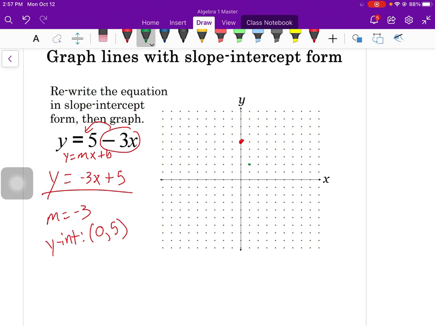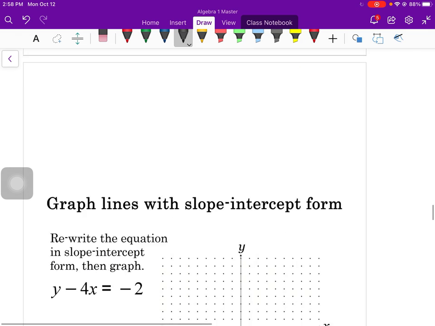So now I go down 3, right 1, down 3, right 1, down 3, right 1, until I run out of dots. Or it could have gone up 3, left 1. I've got plenty of dots there. I need at least 5. There's my line.